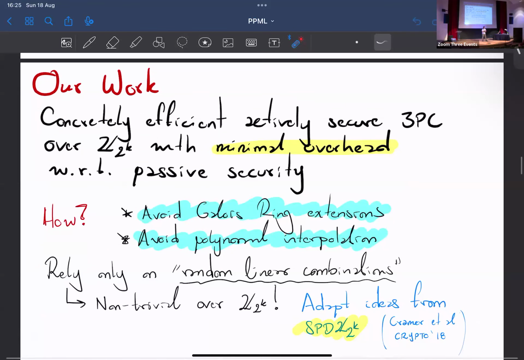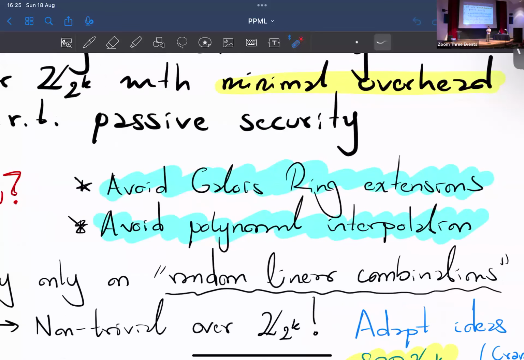What we managed to show is, yes, we provide a protocol that has minimal overhead, active security with respect to passive. And the way that we achieve this is by avoiding these Galois ring extensions. We don't have any Galois ring extension in our work, and that's very important. If you're familiar with these things, this is essentially avoiding Galois field extensions or avoiding interpolation. So that's crucial, and it's actually not that trivial.